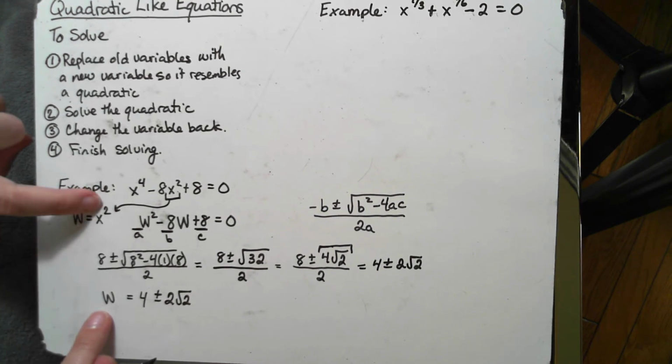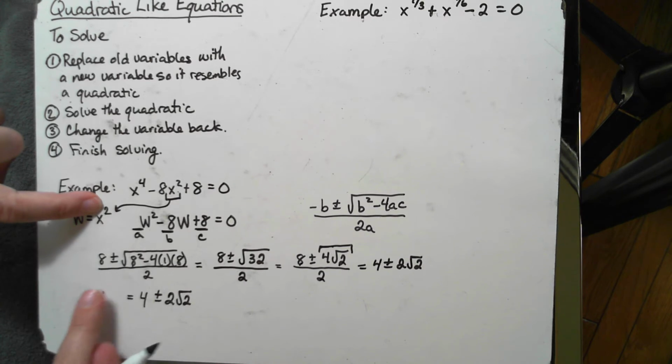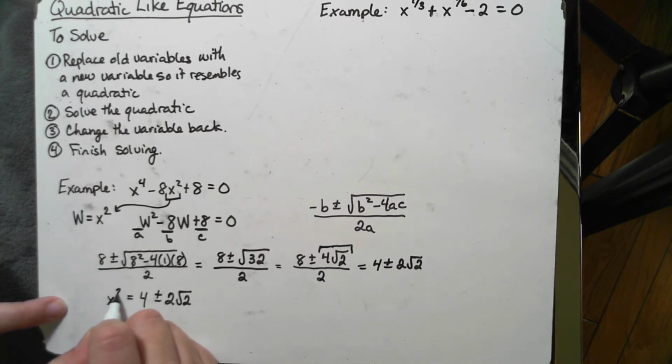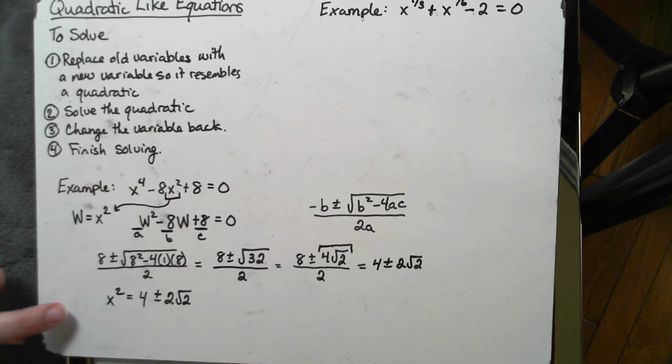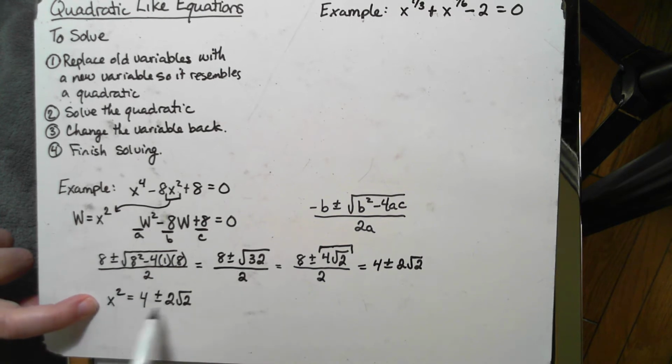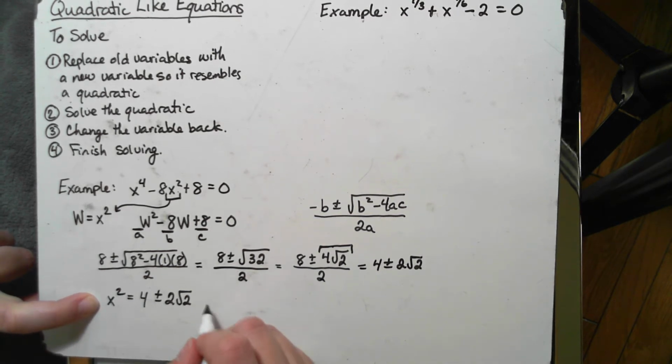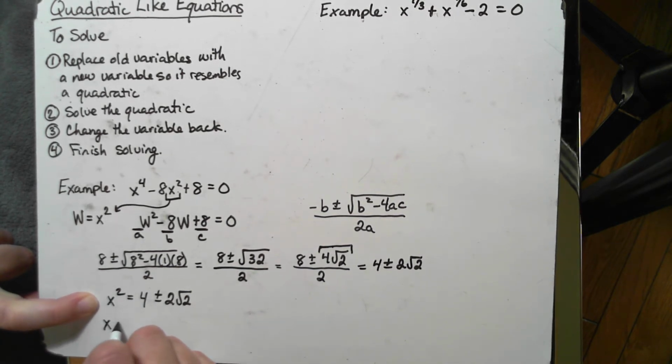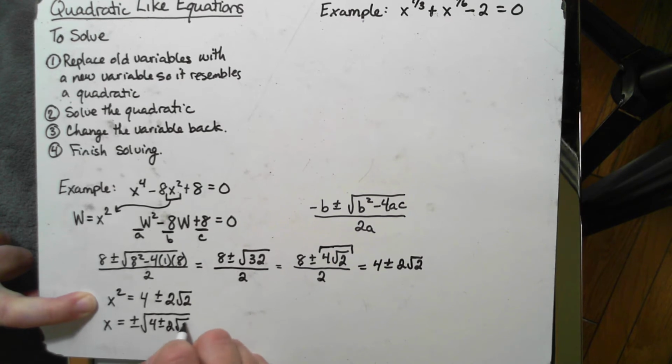I'm on to change the variable back. This w was an x squared, so I'm going to replace it with x squared. Now, to get x alone, I have to do the square root of this thing. And when you do the square root, you need the positive or negative sign on it. So this is 4 plus or minus 2 square root 2.